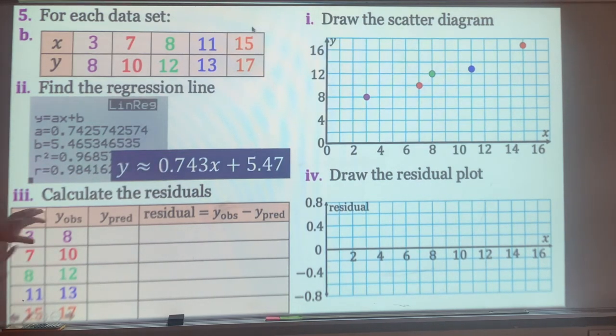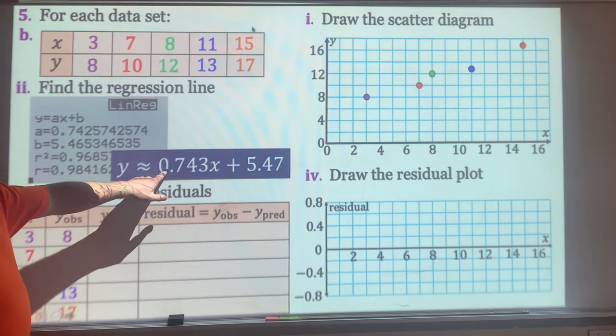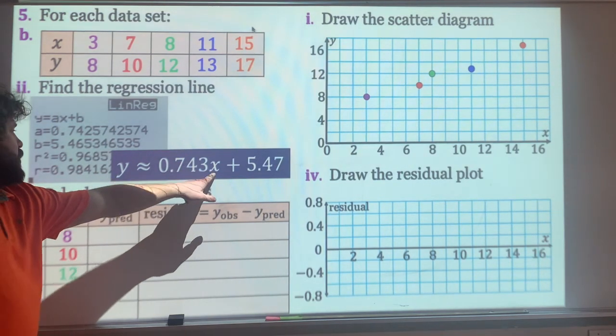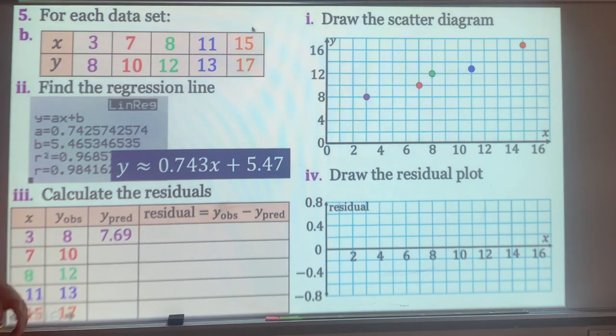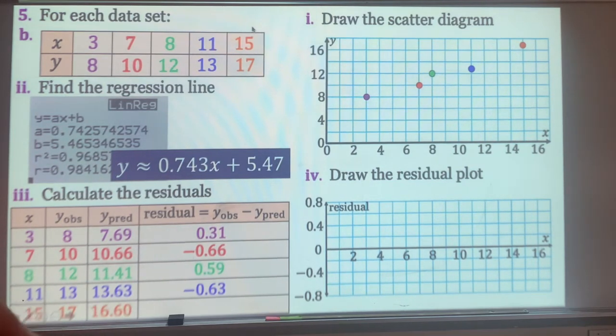Now we're going to find our predicted values. We'll plug 3 in here. 0.743 times 3 plus 5.47 is about 7.69. Subtract the 2, you get 0.31. Typically you don't want your residuals that large. Type 7 in, 10.66, residual negative 0.66. Type 8 in for x, you get 11.41, residual 0.59. Type 11 in, you get 13.63, residual negative 0.63. Type that one in, 16.60, residual about 0.4.